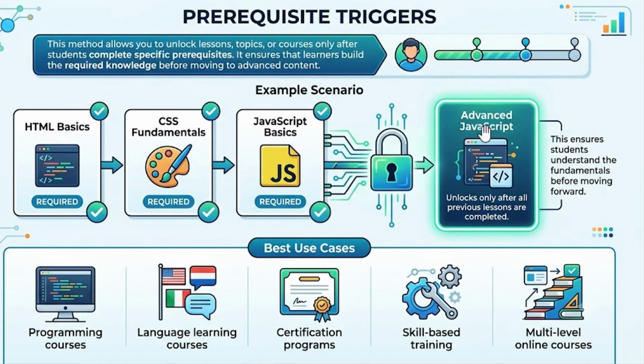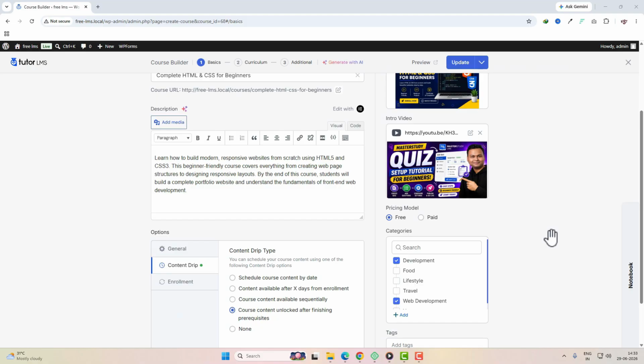So here I am taking an example. Like, I want to learn advanced JavaScript. So for accessing this advanced JavaScript lesson, first of all I have to complete HTML basics, CSS fundamentals and JavaScript basics. After completing these 3 lessons only, I will get access to the advanced JavaScript lesson. The best use cases of that method are programming courses, language learning courses, certification programs, skill-based training and multi-level online courses.